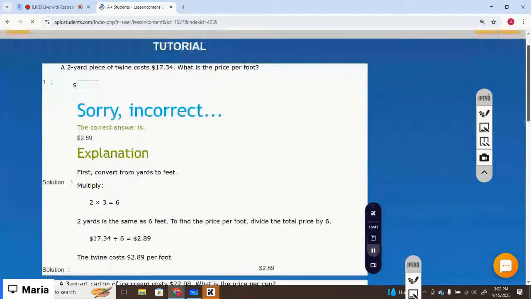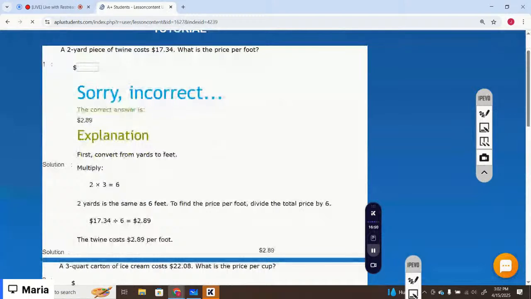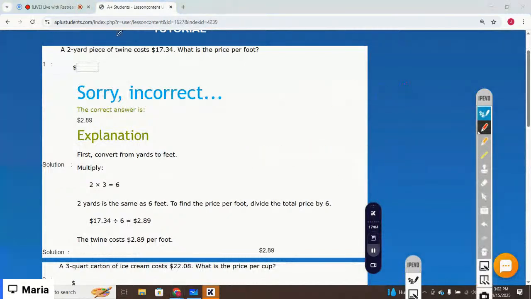A 2 yard piece of twine costs $17.34. What is the price per foot? So here you have 2 yards and here you have price per foot. So you need to calculate the price in feet. The first thing is you have 2 yards. You need to convert from 2 yards to price per foot. So 2 times 3 is 6. So $17.34 divided by 6 equals $2.89.